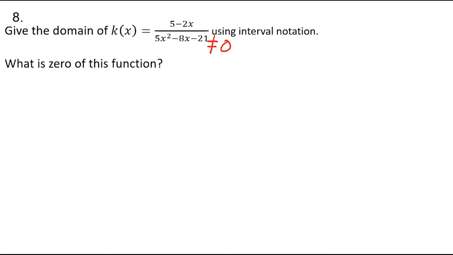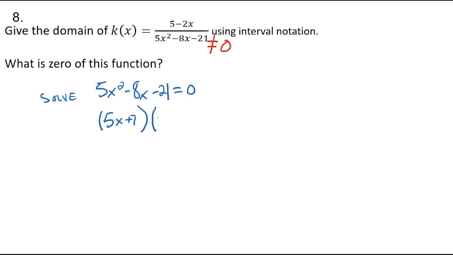So we'll start off by saying 5x squared minus 8x minus 21 equals 0. We're just going to solve this here, and when we do that, you'll have to factor this using your method of preference, and the result that you should get is 5x plus 7 multiplied by the quantity of x minus 3, and this is all equal to 0.